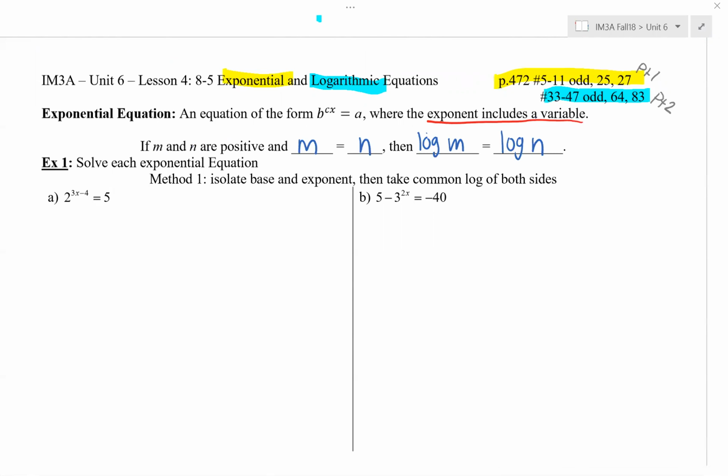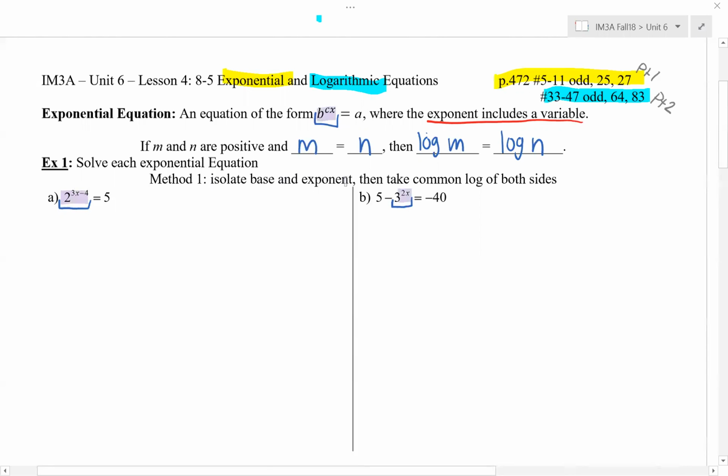So today, in example 1, we're going to isolate the base and the exponent. So if we look at example 1a, the base and the exponent are already isolated, right? The only thing I have on one side is the b raised to the cx power. In this case, it's the 2 to the 3x minus 4 power. I want that completely by itself. In b, we have more work to do because it's that 3 to the 2x that we want to be isolated. Okay, so our work starts with, we want to get this piece by itself.